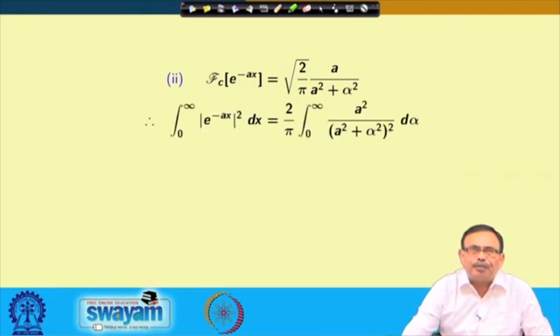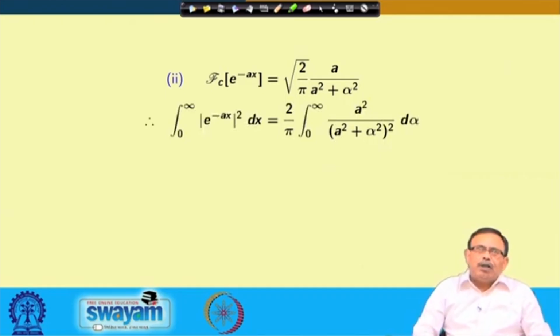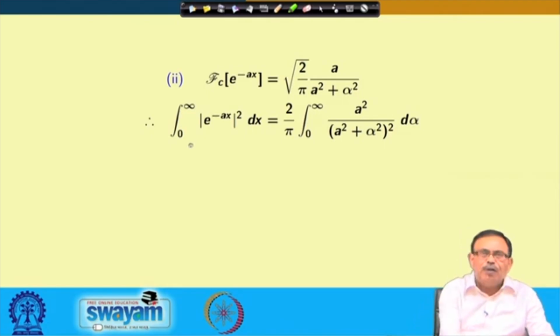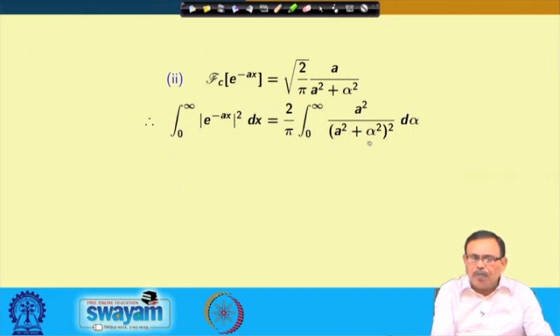And once I am getting this, using the property, as I told, the Parseval's theorem, that integral 0 to infinity modulus of f(x) whole square dx equals integral 0 to infinity modulus of Fourier cosine transform of f(x) whole square d alpha. If I use this property, then it becomes integral 0 to infinity (e power minus a x) whole square into dx. This is equals, making whole square on both sides, 2 by pi, integral 0 to infinity a square by (a square plus alpha square) whole square into d alpha.